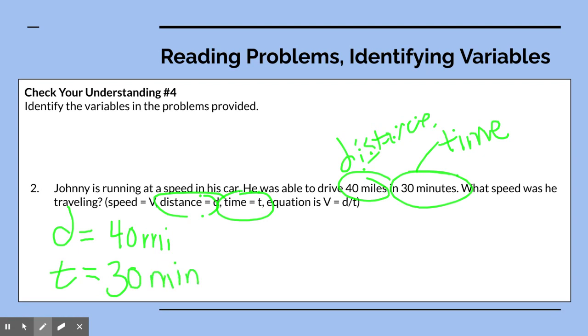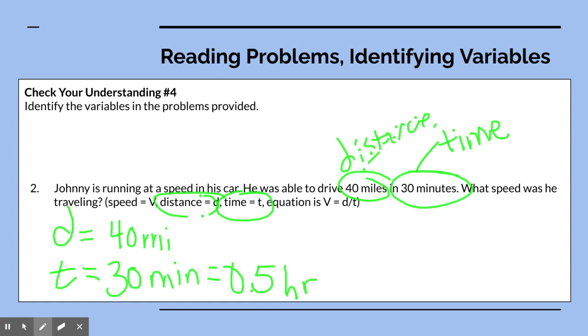Now, I'll just let you know that miles per minute are technically units that you can use. They aren't typically used. What is normally used is meters per second, feet per second, miles per hour, and kilometers per hour. So we're actually going to change 30 minutes to hours. We should know that 30 minutes is equal to 0.5 hours. It's half an hour. So we got that.